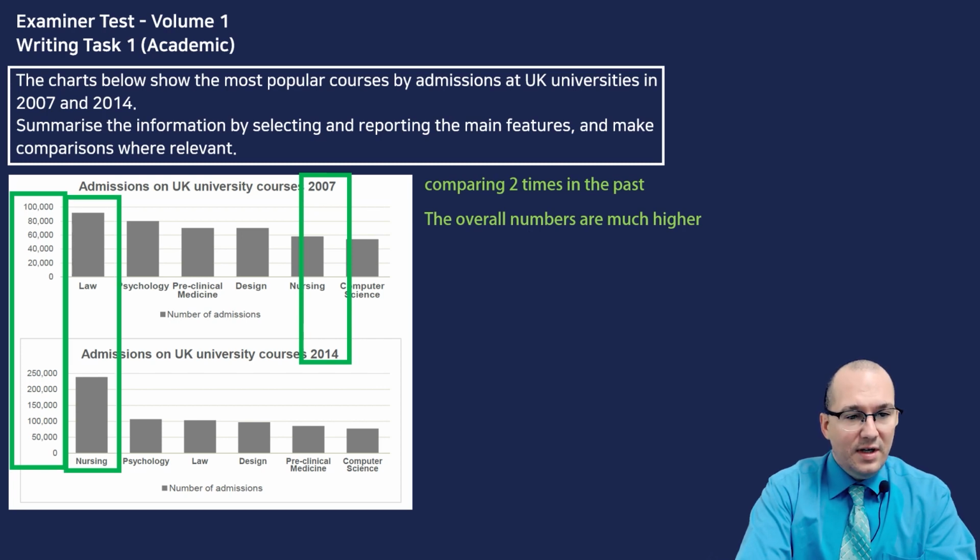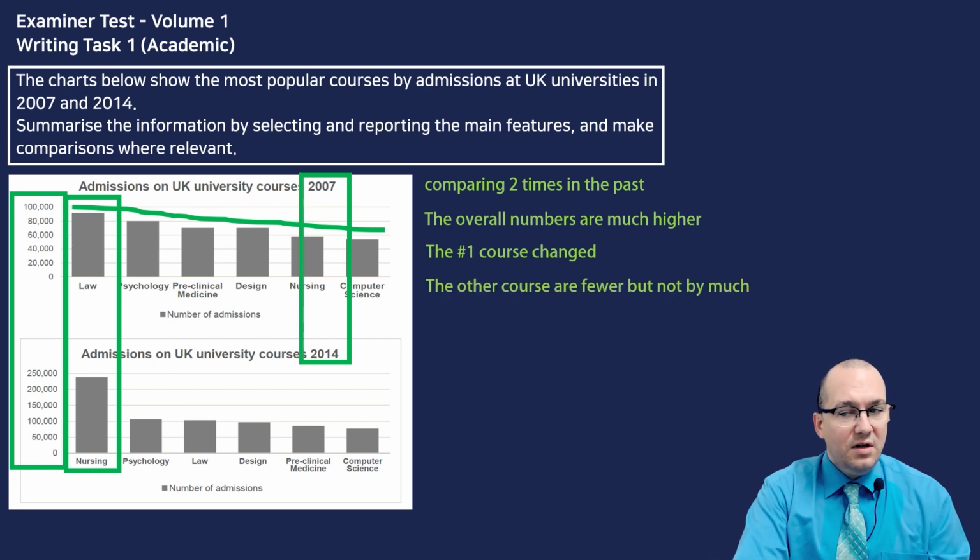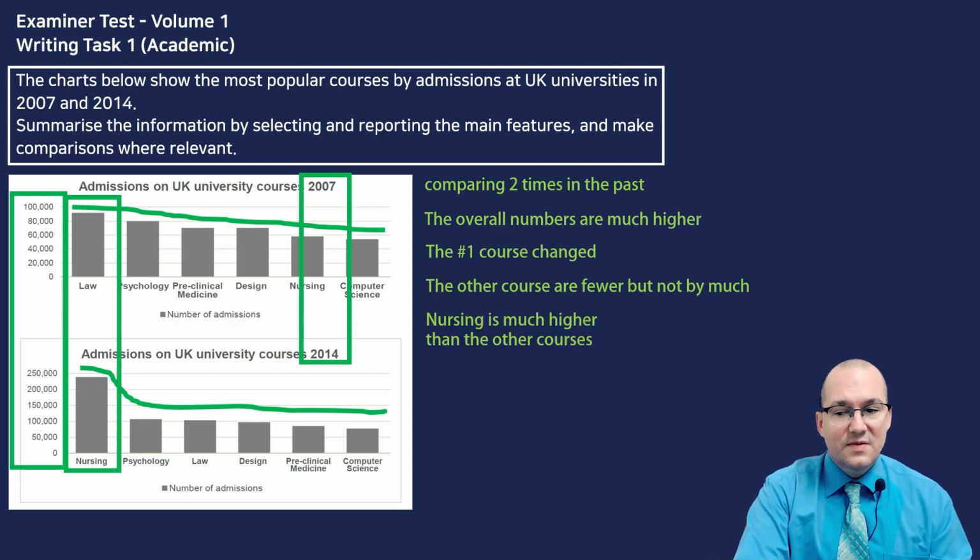The next thing to point out is that the number 1 course has changed. We can see that it was law and now it's nursing, so that's a very key feature that you need to notice. On top of this, you can see that the other courses are fewer, but not by too much, right? Like they do go down, so that's another thing that you can notice. And for the last thing to notice, you can see that nursing is much higher than the other courses.